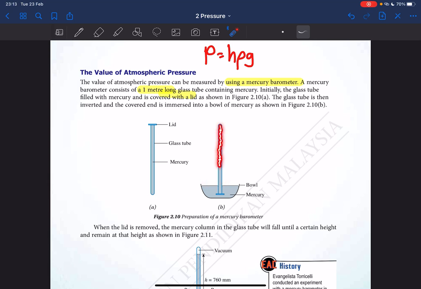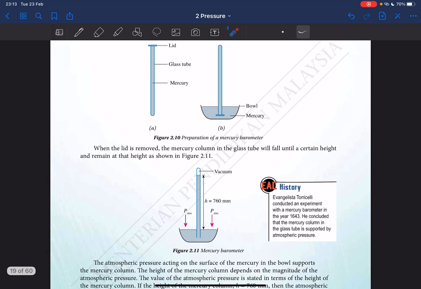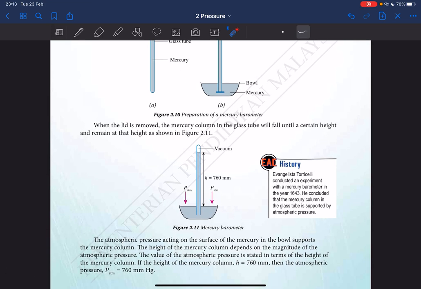Since this is mercury, it has its own weight, and its weight is being pulled by gravity. The gravitational pull on the weight and the atmospheric pressure will balance each other until the net pressure is zero. Here's what happened. If there is no atmospheric pressure, all of this mercury in the glass will fall down. But since we have atmospheric pressure, it will push the mercury upwards until it no longer reduces.